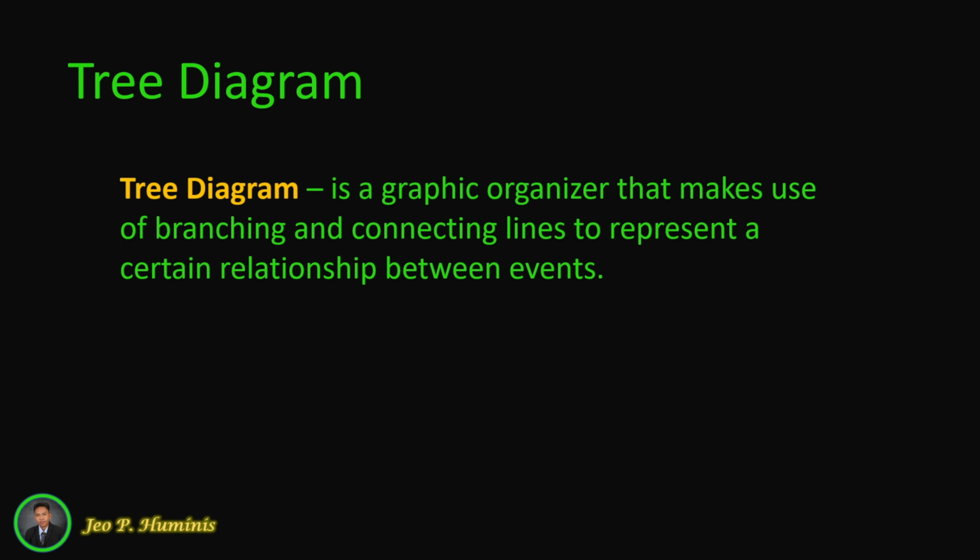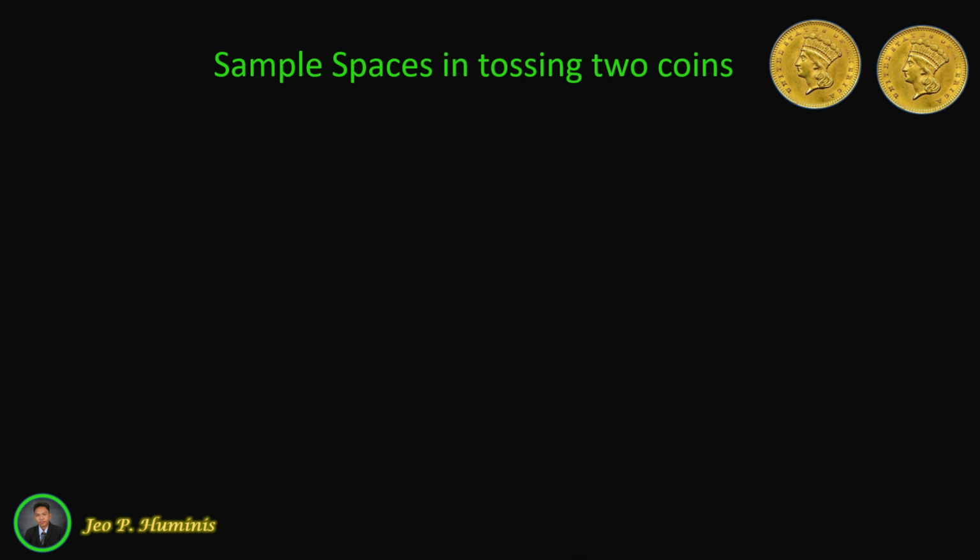So the tree diagram. A tree diagram is a graphic organizer that makes use of branching and connecting lines to represent a certain relationship between events. Example: what if we are asked to find the sample space of 2 coins? Sample space in tossing 2 coins.